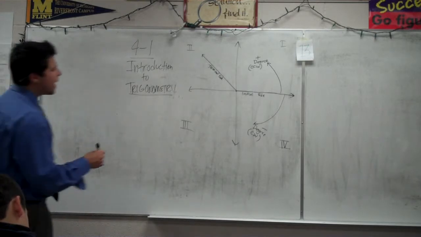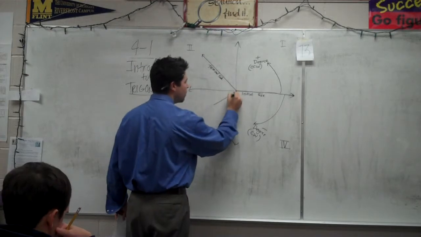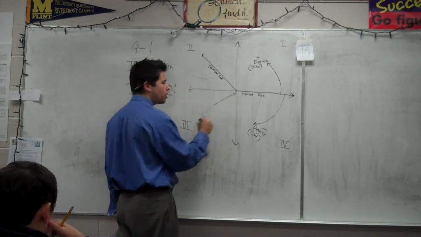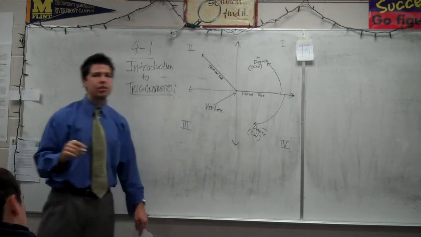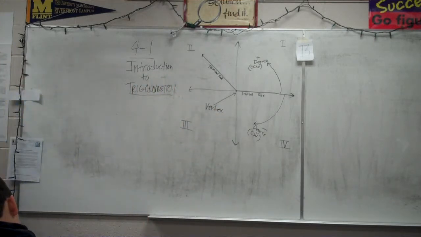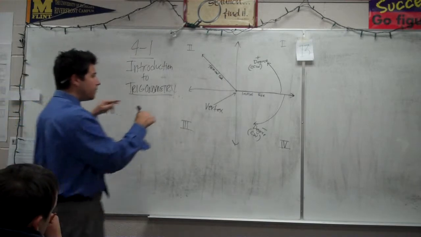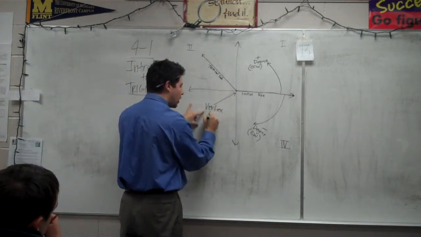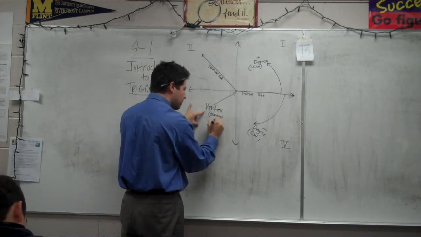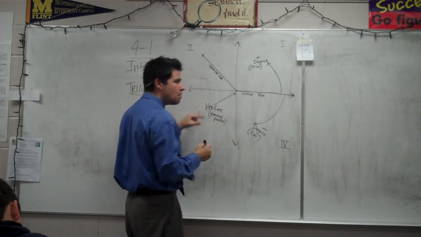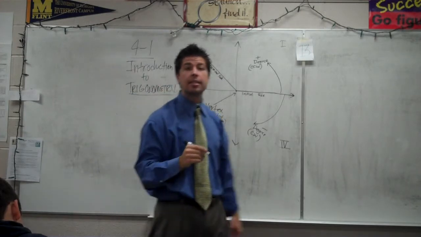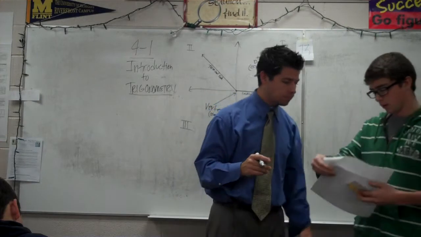Then we have this value right in here, which is the point or the corner of the angle, also called the vertex. The vertex is usually centered at the origin. Not always, but usually. If your vertex is at the origin, this is called standard position. Most of your angles will be in standard position.